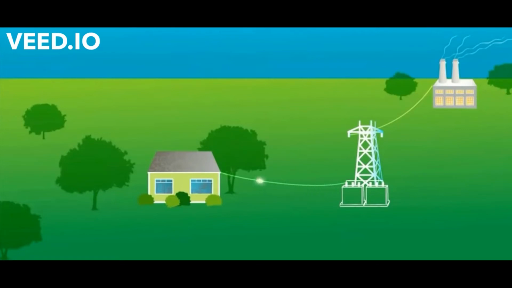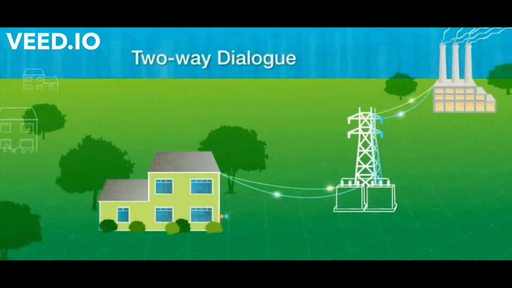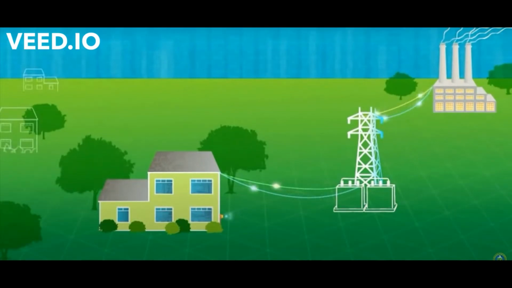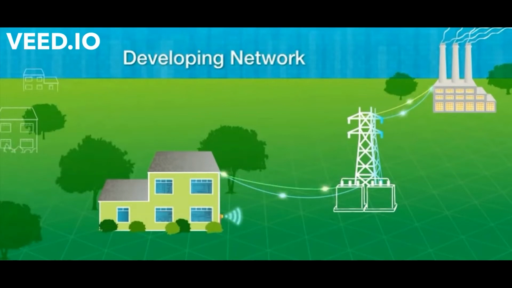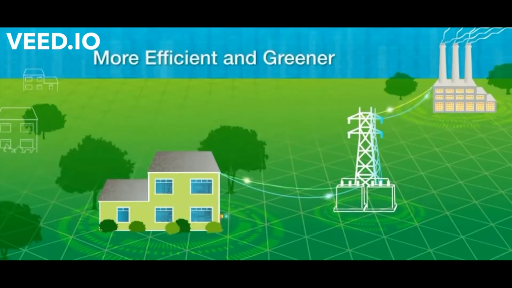the 21st century. The smart grid introduces a two-way dialogue where electricity and information can be exchanged between the utility and its customers. It's a developing network of communications, controls, computers, automation, and new technologies and tools working together to make the grid more efficient, more reliable, more secure, and greener.